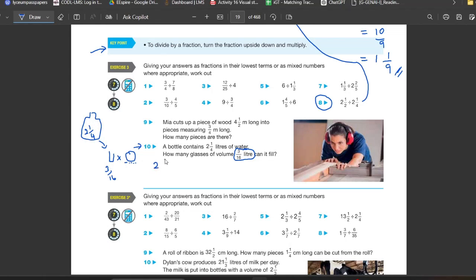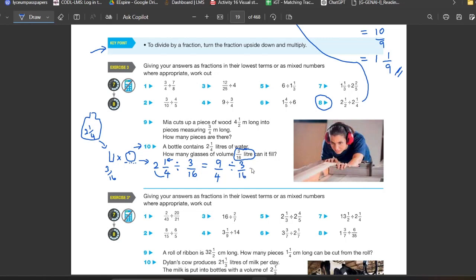So the question, if we write it as a division, becomes 2 and 1 over 4 divided by the small glasses with volume 3 over 16. First thing, we have to turn this into a fraction, not a mixed number. So 2 times 4 is 8 plus 1, 9. 9 over 4 divided by 3 over 16.